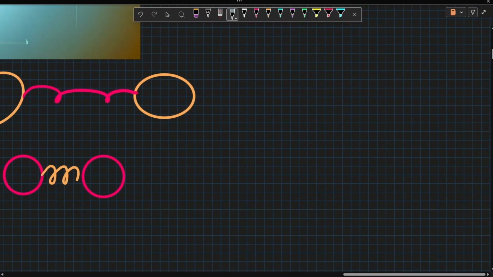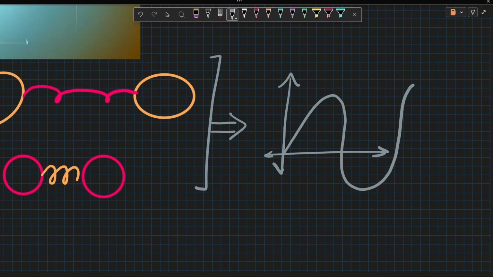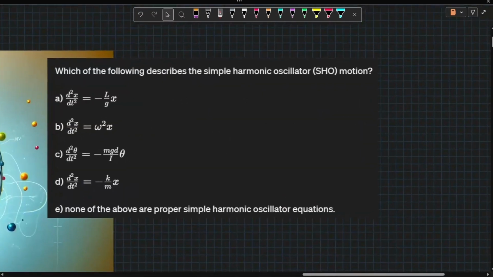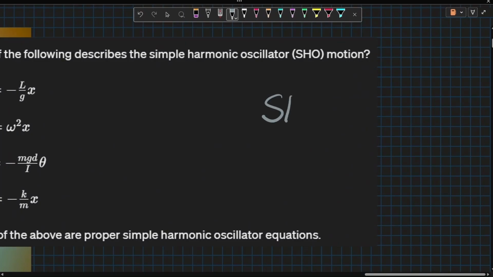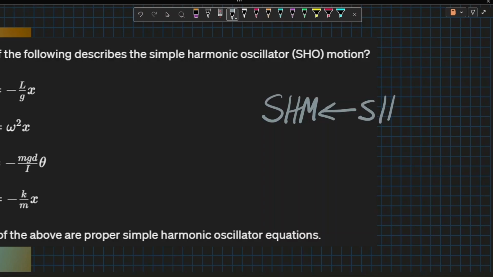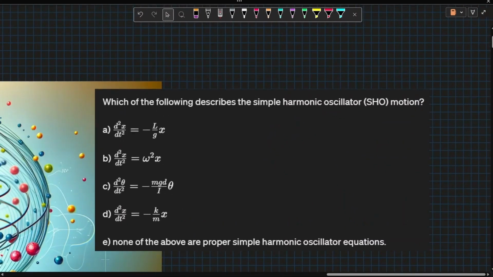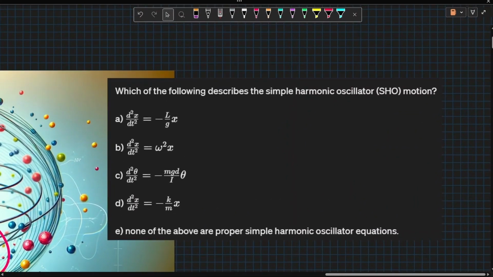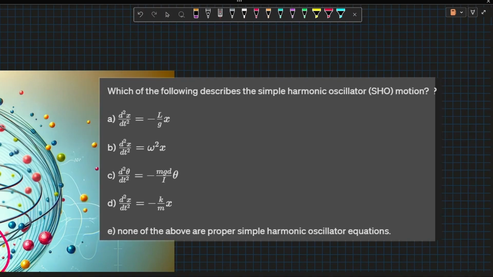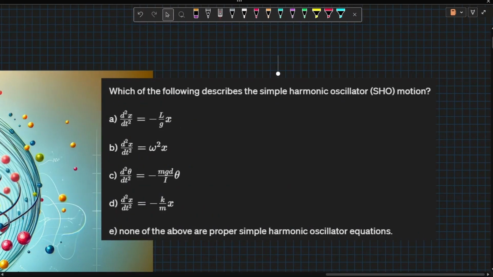In other words, to graph this, we would get a sinusoidal graph. So we get something like this to describe how the spring is oscillating. And simple harmonic motion is a subset of simple harmonic oscillation. Okay, it's an example of simple harmonic, so that's most likely where you heard it. Now, how do we describe a simple harmonic oscillator? That's too vague of a question, so let's instead go one by one in this problem and see which one best describes a simple harmonic oscillator.